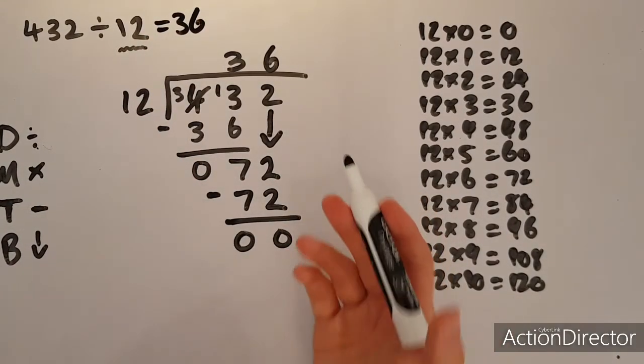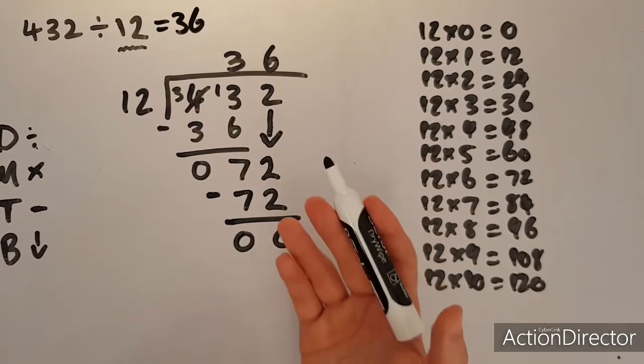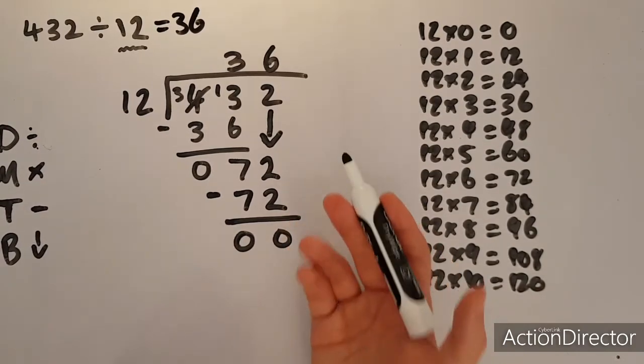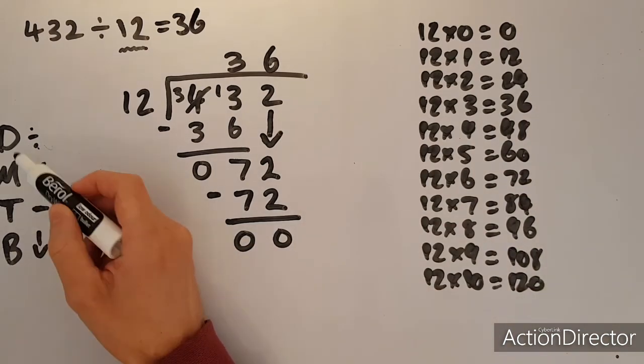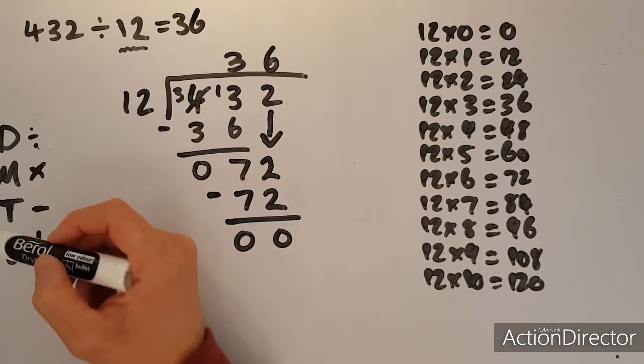So there you are. That's a step-by-step example of how to do long division. I really do recommend writing the first 10 multiples first and remembering your DMTB. Don't miss the bus.